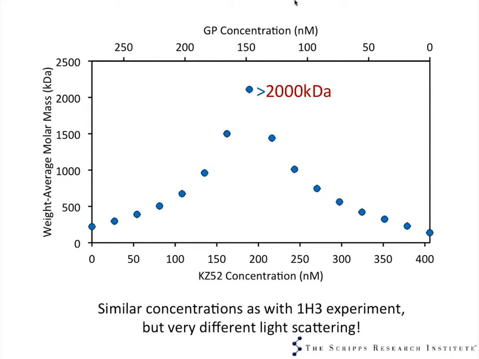And I want to point out that this peak data point here actually is a very, very large complex. Now the weight average molar mass is plotted against the GP concentration, and our peak is occurring at more than 2,000 kilodaltons. So even though we're using very similar concentrations as we did with the 1H3 experiment, we get very, very different light scattering.